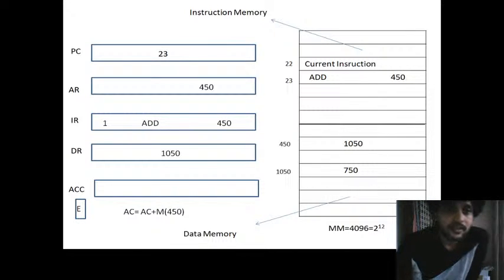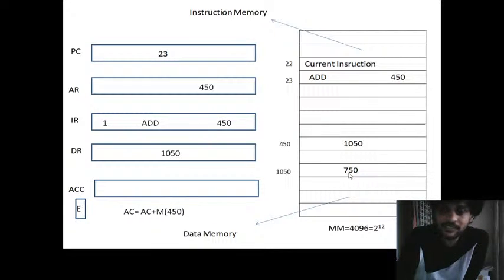Okay. The mode bit is 1, right? If the mode bit is 0, then it is a direct address. 1050 is the actual value, and 1050 plus accumulator will be the final answer. But now the mode digit is showing 1. What does it mean? It is an indirect address. Indirect addressing means 450 holds an address, under which there is one more address, under which there is an actual operand.